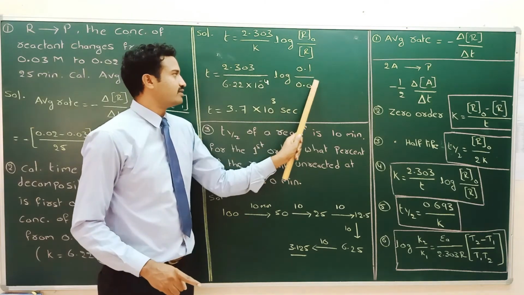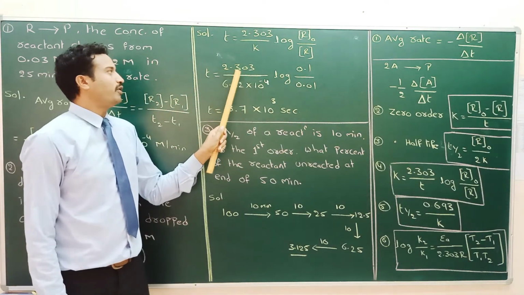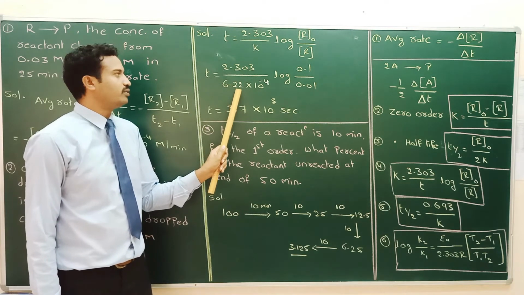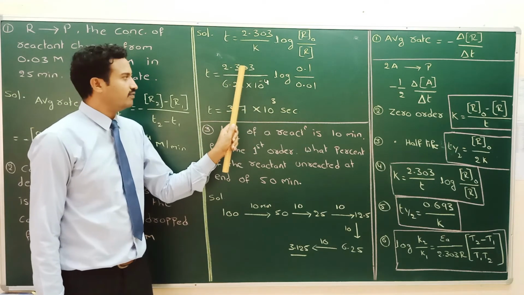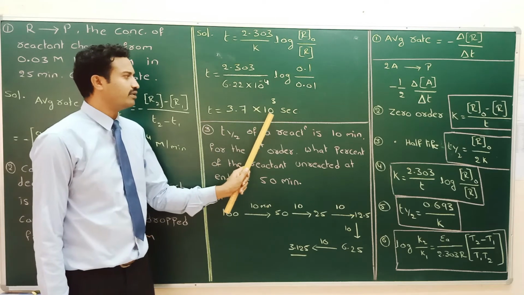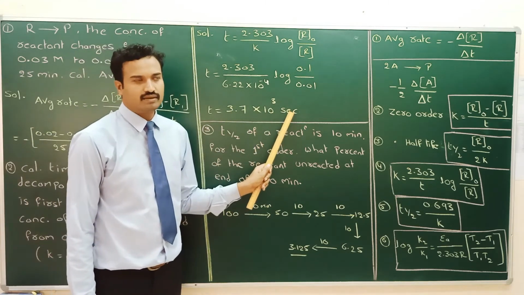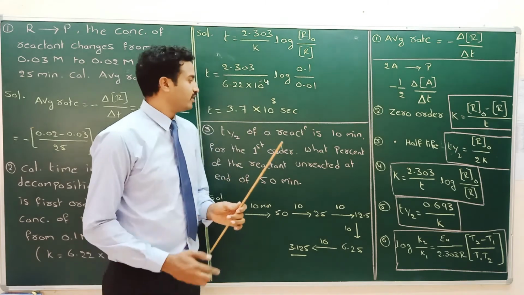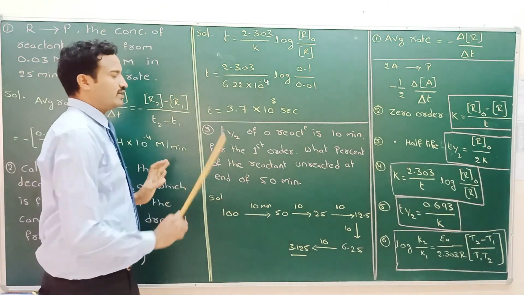So no need to take this value. We have 2.303 by 6.22 into 10 to the power of minus 4. If we calculate this, the T value is 3.7 into 10 to the power of 3 seconds. This is about the numerical based on first order.